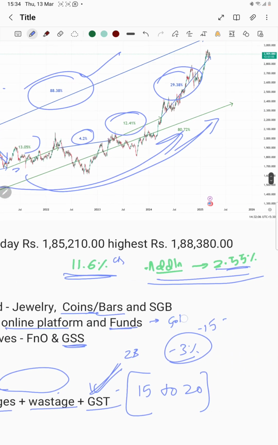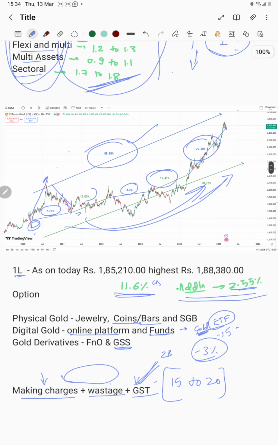you can also have the option to invest in gold funds in mutual funds. Mutual funds also give you the option to invest directly in gold ETFs or gold investing funds. There you can easily achieve the same returns that gold is giving.